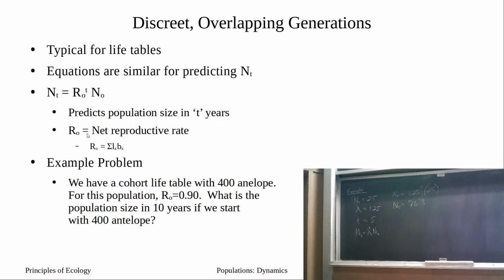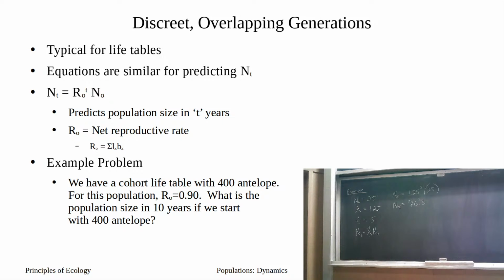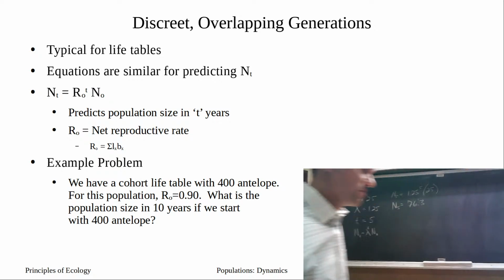Just as an example, say we had a life table, and let's say this was a cohort life table. We have 400 antelope. For our life table, we calculated a net reproductive rate of 0.9. We asked, what's our population size in 10 years? Work that out.